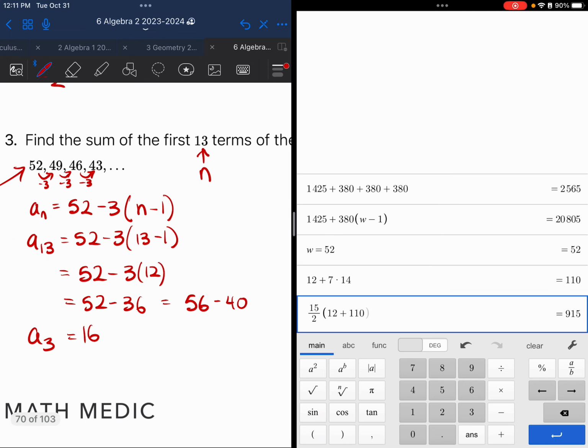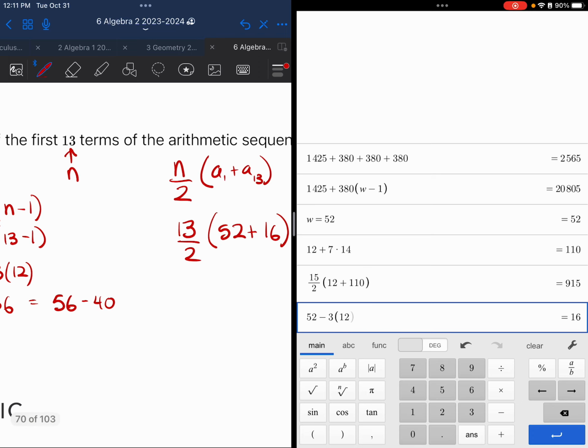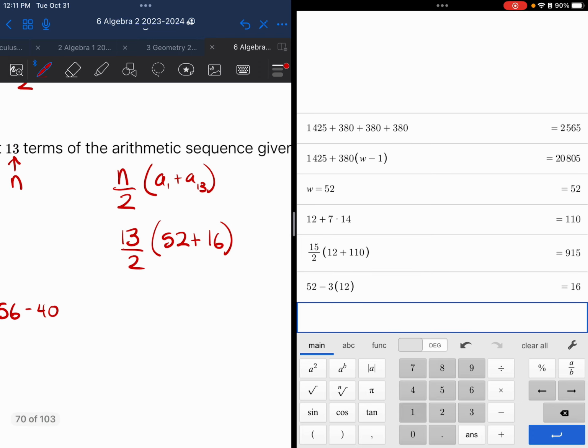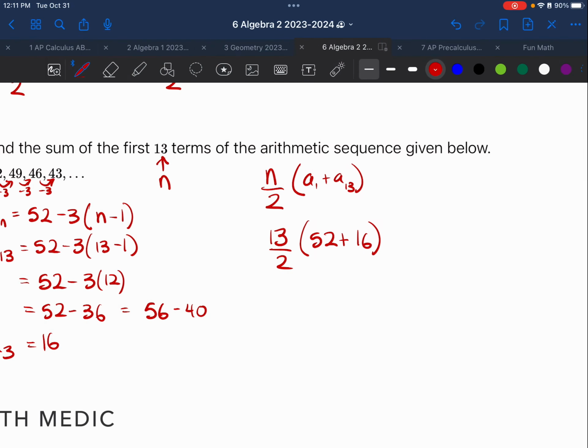Also, I just want to double check my math to make sure I'm correct. I don't want to make a mistake if I can avoid it. 52 minus 3 times 12. Okay, it was 16. I was just making sure. And then I'm going to do 13 over 2 times, in parentheses here, 52 plus 16, and I get 442. So this is going to be equal to 442. Final answer and box it.